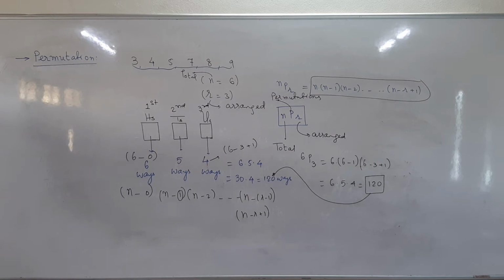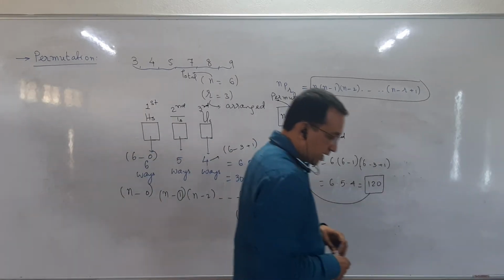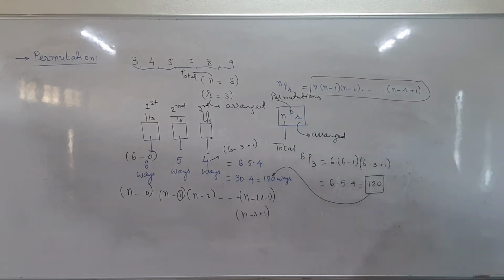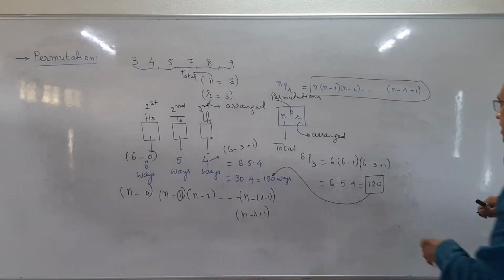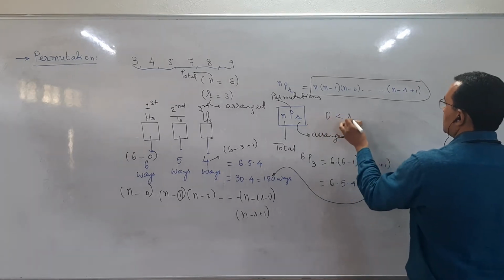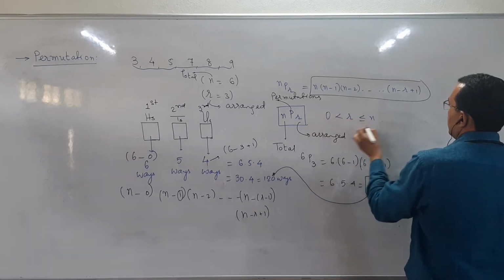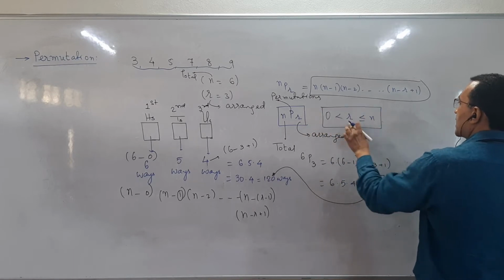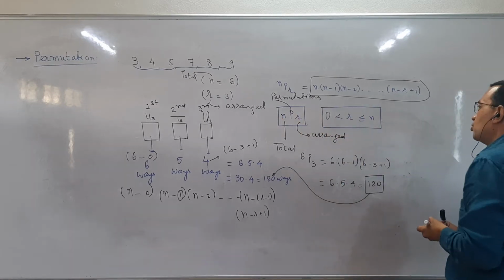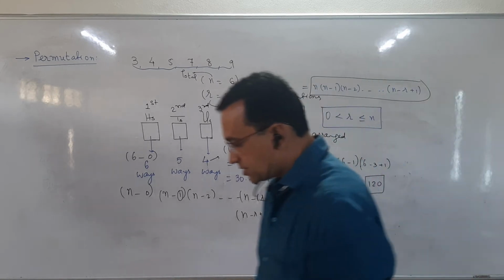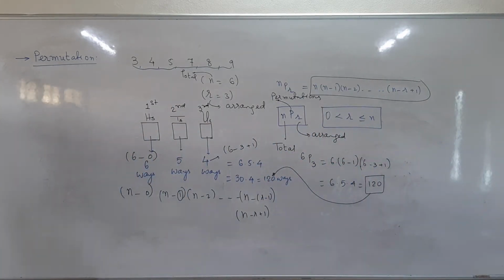So in summary, out of given n things, r things can be arranged in nPr ways, and nPr is called permutation of r things out of given n things, and r can be between 0 and n, including n. r can never be negative, and r can never be more than n. Given are 6 digits, and I can never arrange 7 digits. So the range of r is between 0 and n, including n. Strictly speaking, even 0 is possible, but that makes no sense.